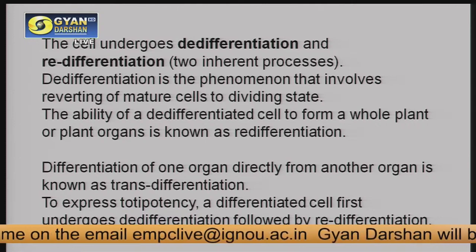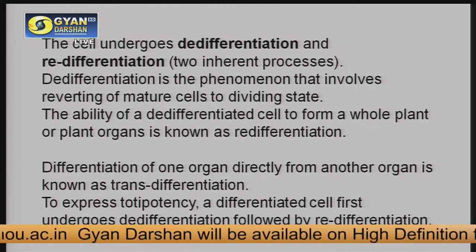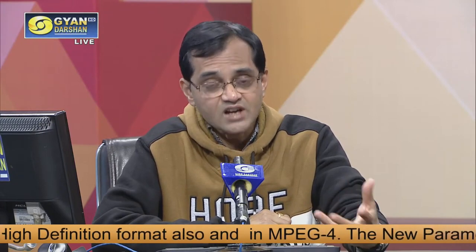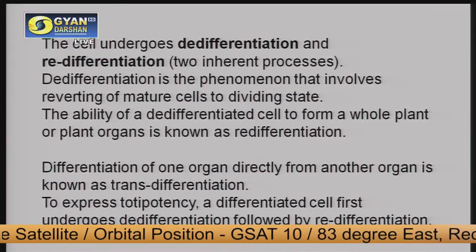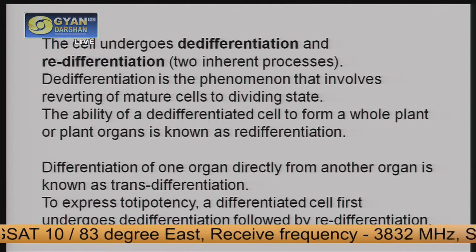The ability of a dedifferentiated cell to form a whole plant or plant organ is known as redifferentiation. So when you put them in the media, it's a dedifferentiation process, but once the dedifferentiation has started, then it will again have the ability to regenerate an entire plant, and this process is known as redifferentiation. So I hope you get the difference between the two, and these are actually connected with the totipotency potentiality.